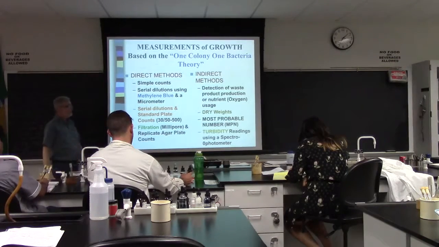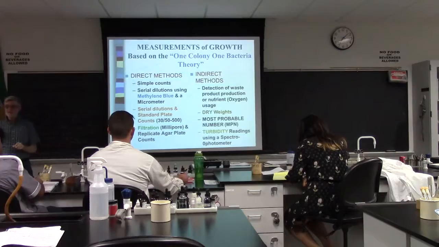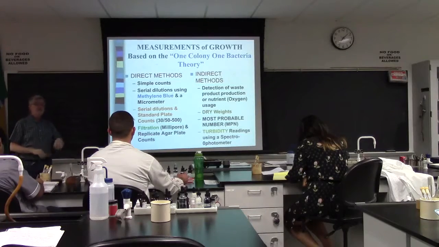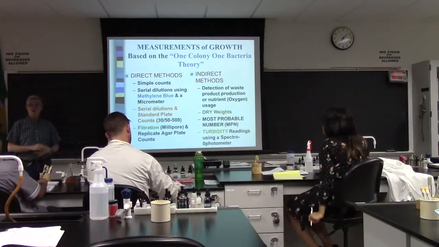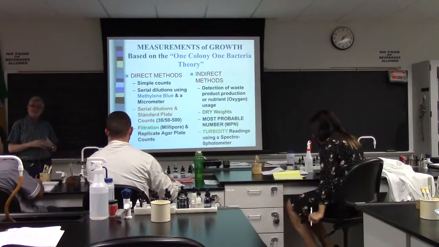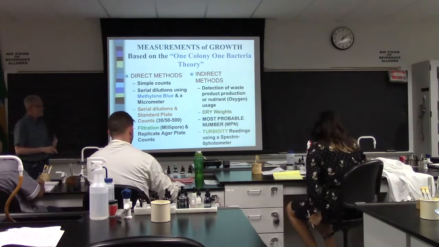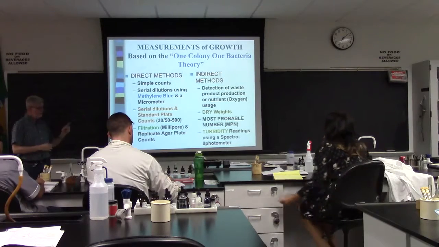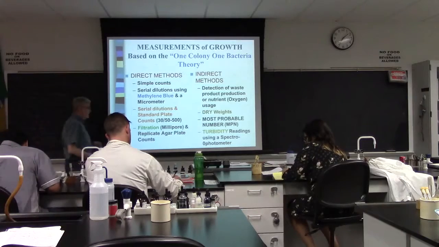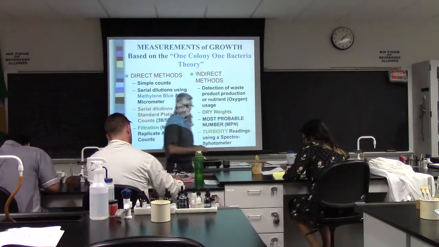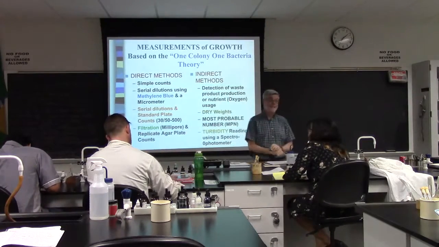All right, the next one, the answer to the question, which of the direct counting methods would you use if you need to know now or soon in a production factory? It's called serial dilutions using methylene blue and a micrometer. All right, so what's a serial dilution? It's so you won't have to count 50,000.